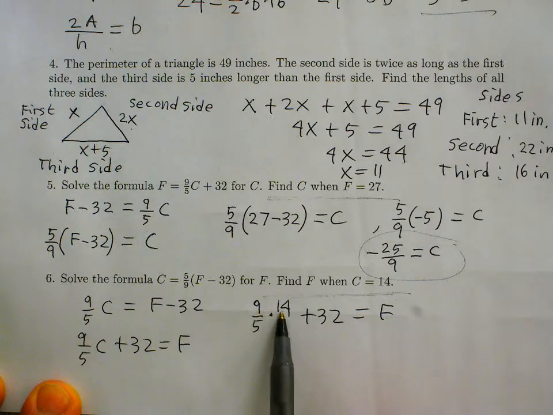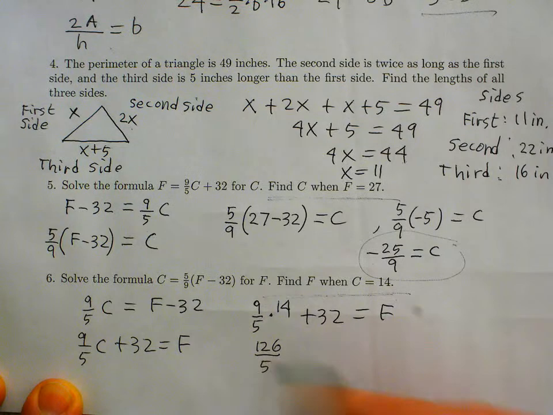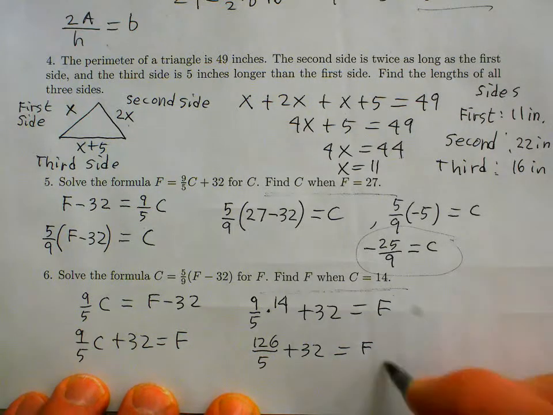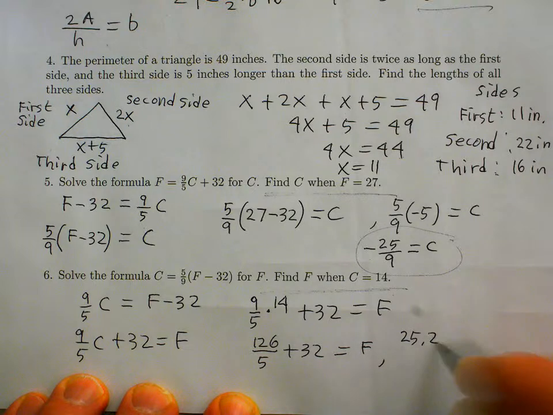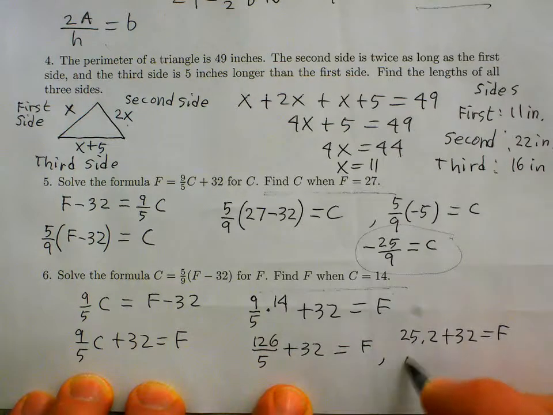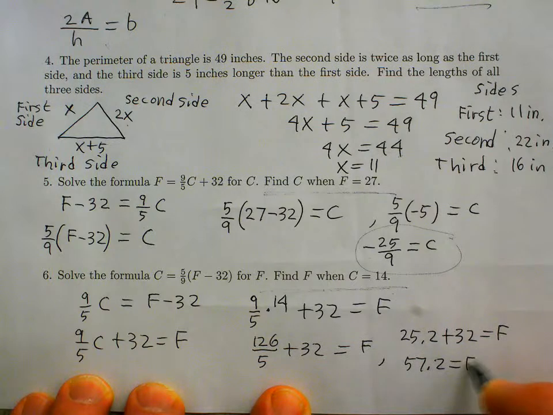And 9 times 14 is 126. 126 divided by 5 plus 32 equals F. When you're dividing by 5, it's not too hard to write this as a decimal. So 5 will go into 126 25.2 times. So we have 25.2 plus 32 equals F. And then when you add these, you get 57.2 is F.